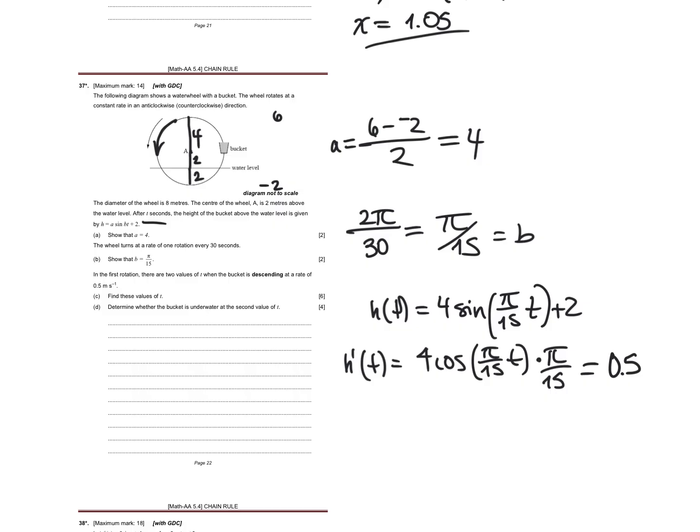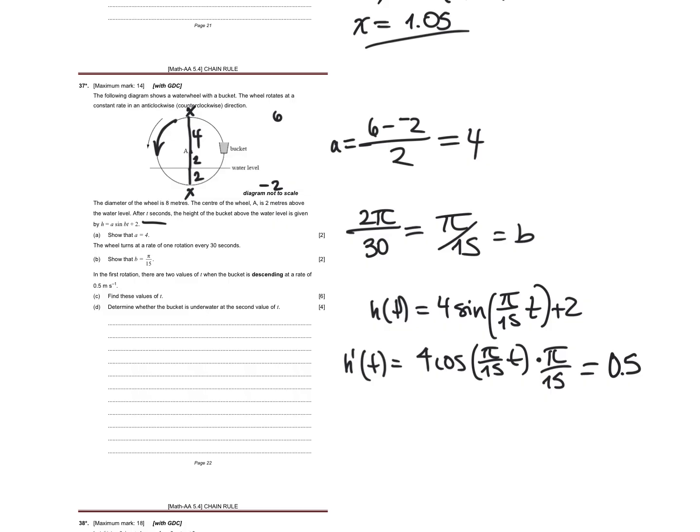If the bucket is starting there, I don't know, we'll have to see if it's going to be -0.5, where the bucket's starting. I was going to say if the bucket's starting here, then it has to be after 15 seconds, because it takes 30 seconds to go all the way around. We'll see. So I'm going to put this in the graphing calculator.